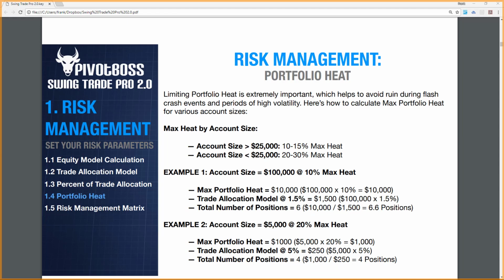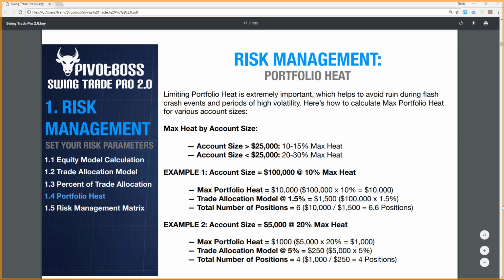So if you have a 5K account, you can go to 20% max heat. If that's $1,000, then you can be in 4 simultaneous $250 trades, which again can happen easily with options and other trades. But again, very, very simple calculation and an easy way to calculate portfolio heat and max heat.